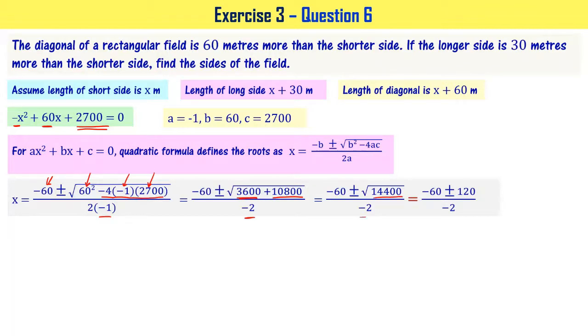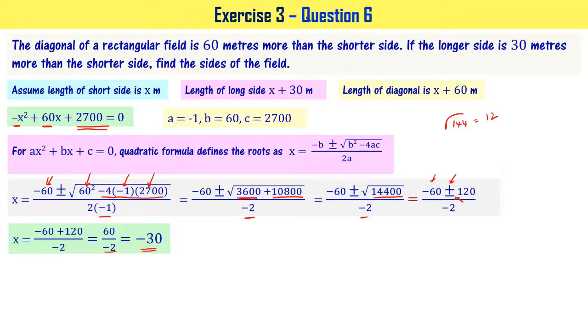We know square root of 144 is 12, right? Square root of 144 times 100 is going to be 120. That's why I have written here minus 60 plus or minus 120 divided by minus 2, right? I can take the plus sign into consideration, then I'll have one value of x. If I take the minus sign, the value of x is going to be another number, right? Let's get the values of x. x equal to minus 60 plus 120 divided by minus 2, that is going to be 60 divided by minus 2, that is minus 30, right?